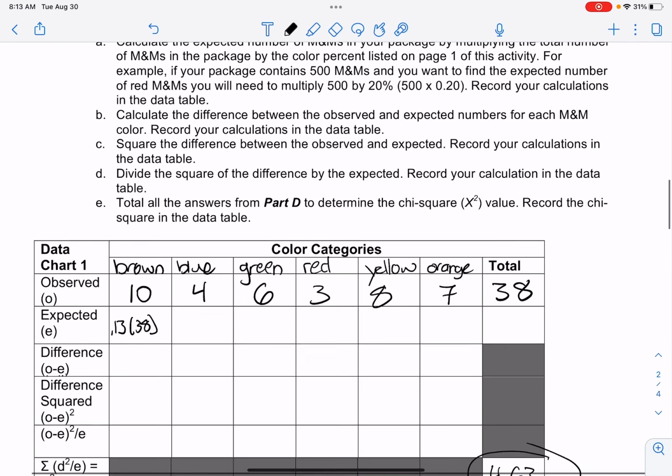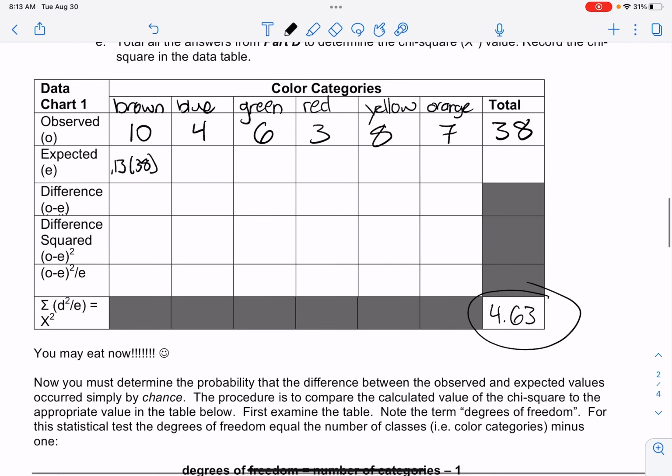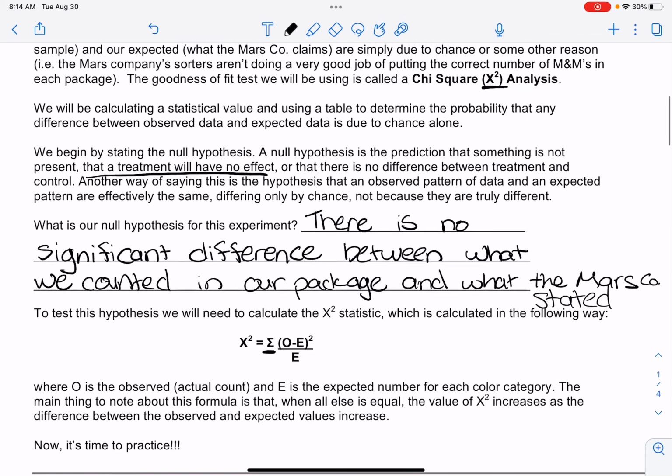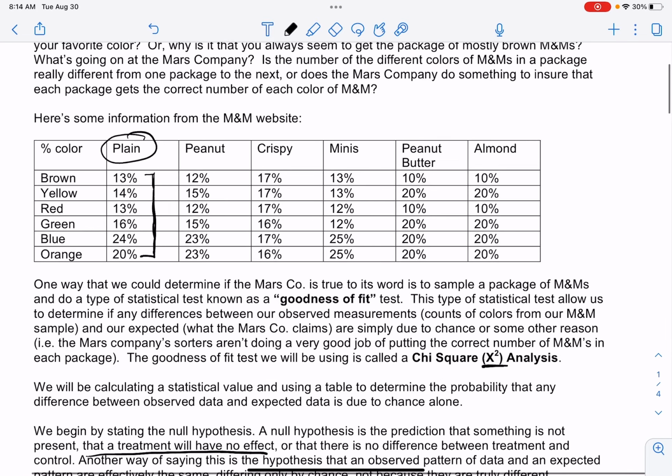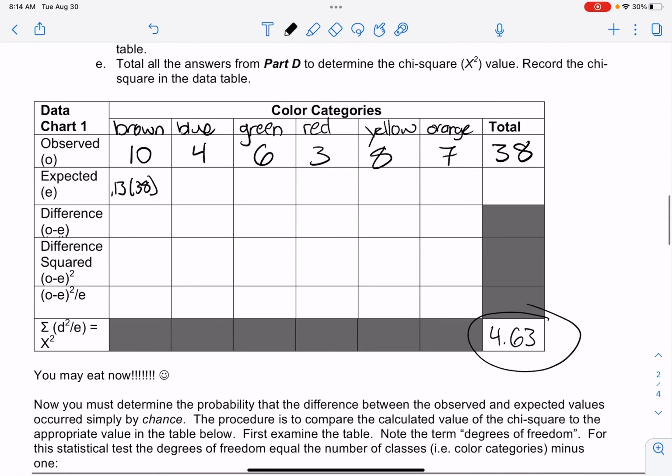So let's pretend we actually counted some M&Ms. I totally made up these numbers, friends. We observed 10 brown M&Ms, 4 blue, 6 green, 3 red, 8 yellow, 7 orange for a total of 38. And then in order to calculate my expected, if I scroll back up, it says 13% are brown. So I'm going to say 13% of my total, so 0.13 of 38 is my expected number.